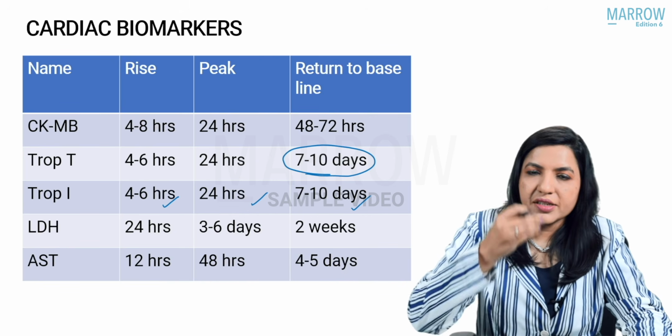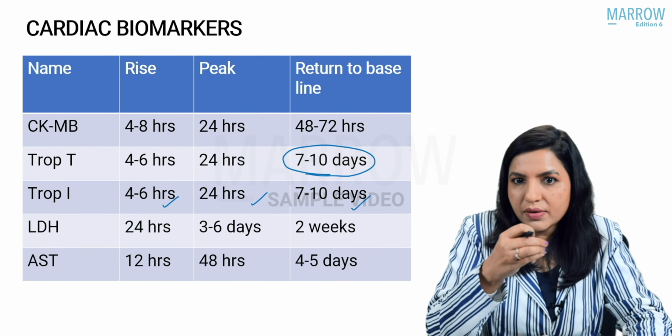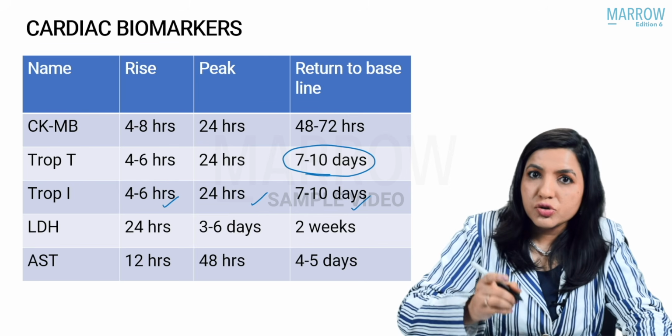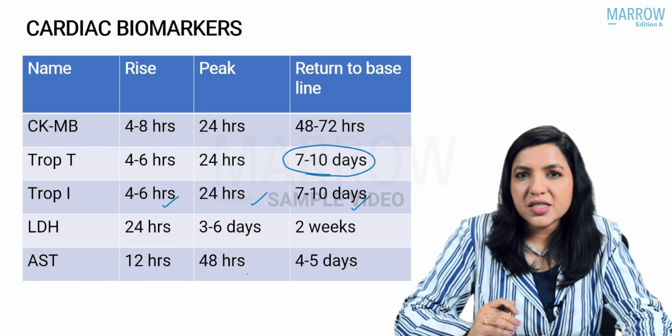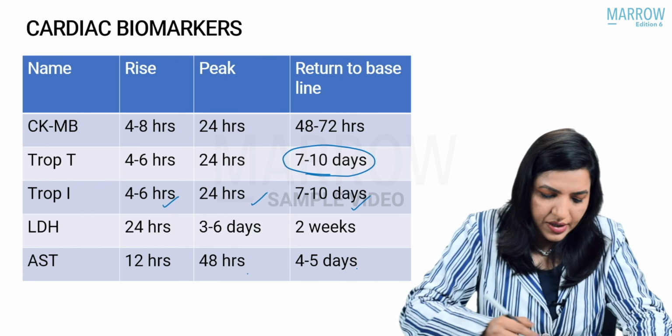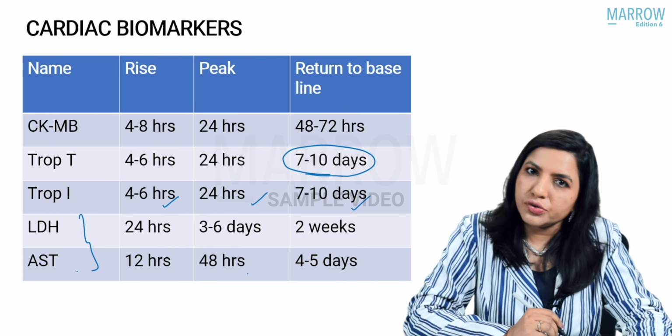Then AST starts to rise at about 12 hours, then it peaks on the second day. Then it stays for about 4 to 5 days. But these two are clinically not used now.